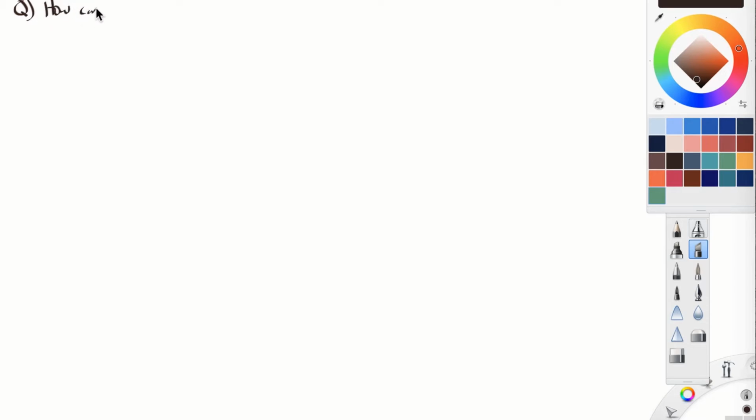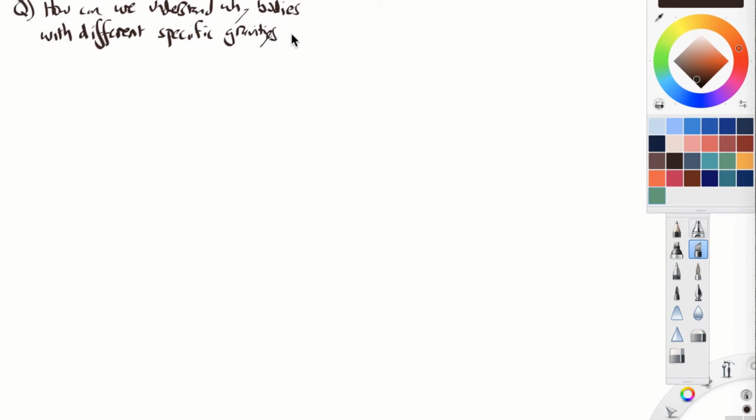How can we understand why it is that bodies, objects, with different specific gravities. Remember, specific gravity is the density of an object compared to the density of water. So with different specific gravities, fall with different speeds in different media. And I'm going to try to push all the way through this discussion. Okay? So what do we mean?